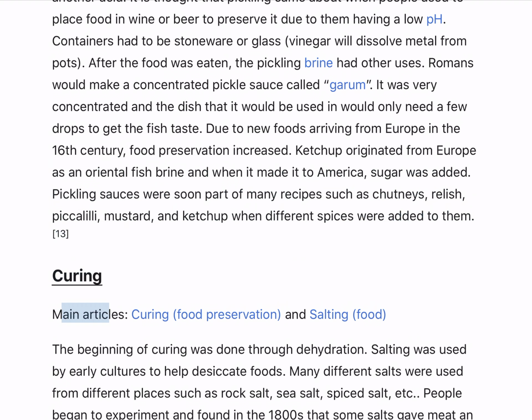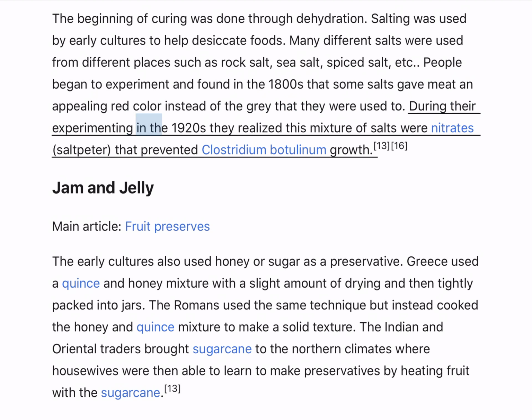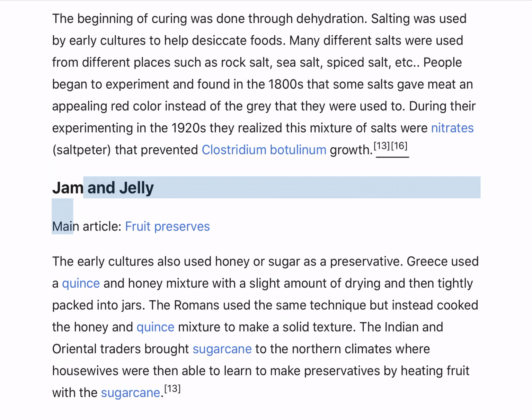Curing. Main articles: Curing, food preservation, and Salting, food. The beginning of curing was done through dehydration. Salting was used by early cultures to help desiccate foods. Many different salts were used from different places such as rock salt, sea salt, spice salt, etc. People began to experiment and found in the 1800s that some salts gave meat an appealing red color instead of the gray that they were used to. During their experimenting in the 1920s, they realized this mixture of salts were nitrates, saltpeter, that prevented Clostridium botulinum growth.